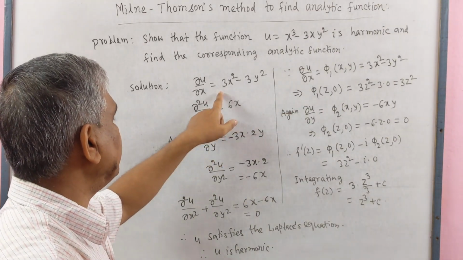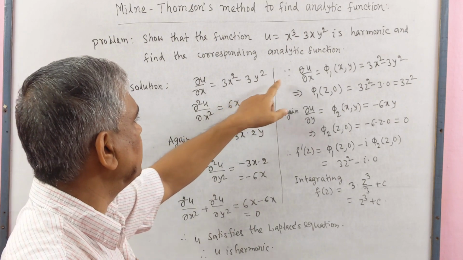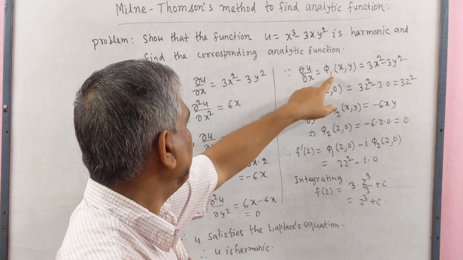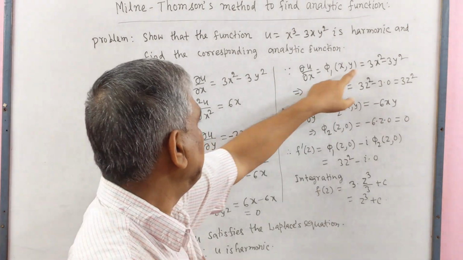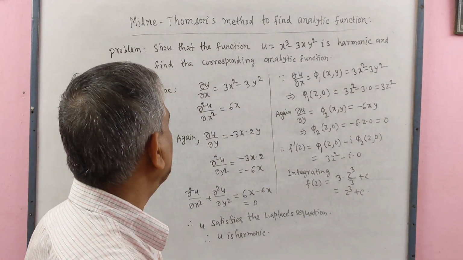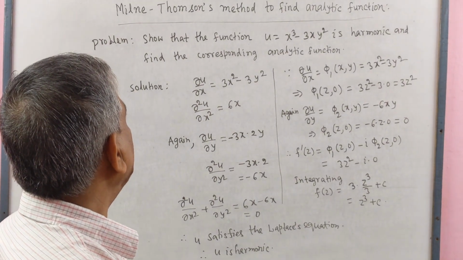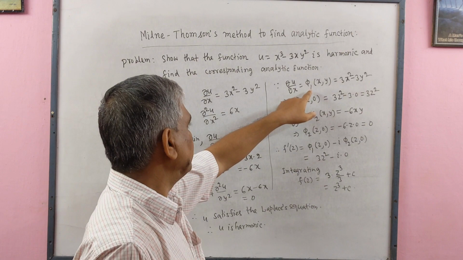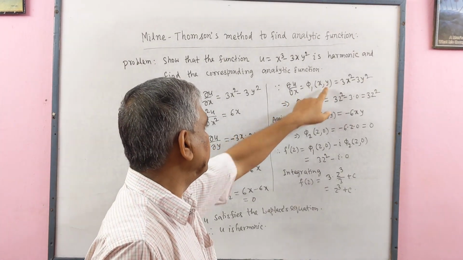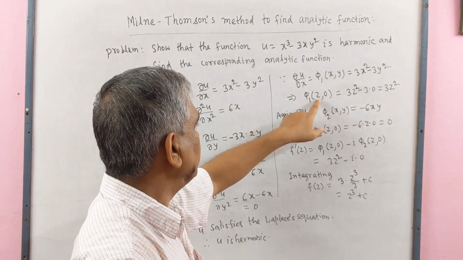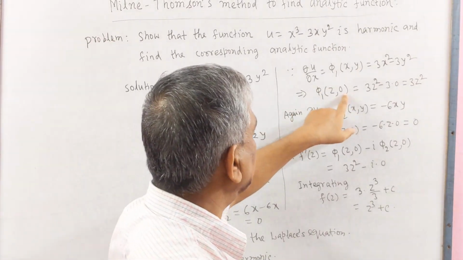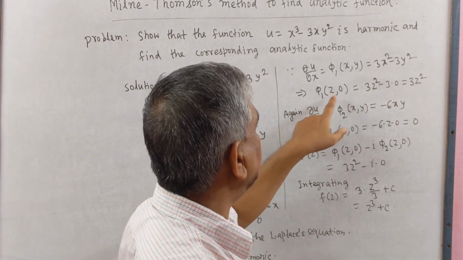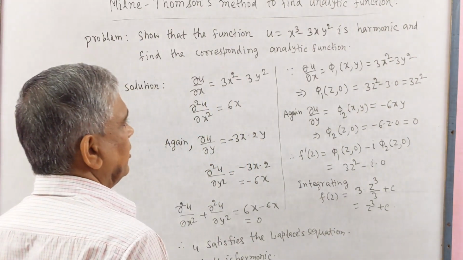Since del u by del x equals 3x square minus 3y square, we consider del u by del x as phi 1 (x,y). This is equal to 3x square minus 3y square. Now we use the Milne-Thompson method to find the analytic function. For this, we have to construct phi 1 (z,0). In place of x, we write z, and in place of y 0. Here 3z square minus 3 into 0, that is 3z square. Phi 1 (z,0) equals 3z square.